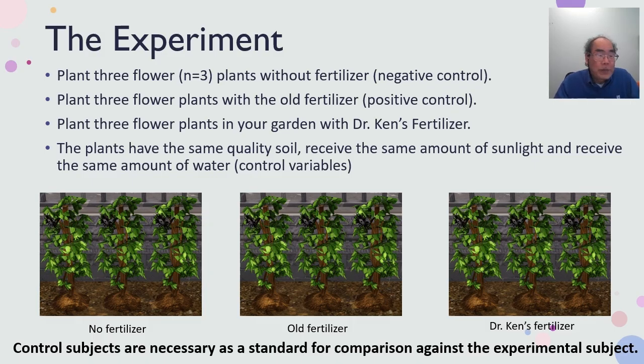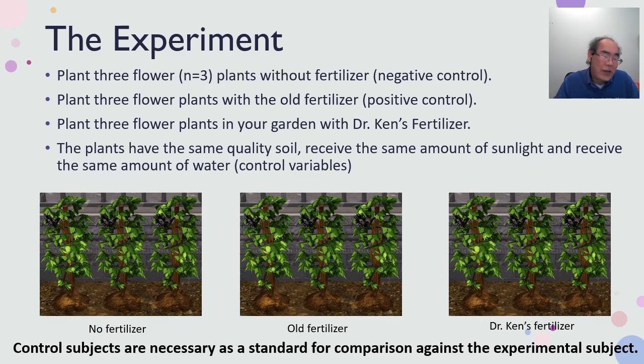Okay, so these control subjects are necessary as a standard of comparison against the experimental subjects. They give us something to compare to so we know how the experimental subjects fare against the controls. And there's also standardized or controlled variables such as the same amount of sunlight, same amount of water, same soil quality, etc. If these are not kept constant amongst all 3 groups, we may get misleading results.